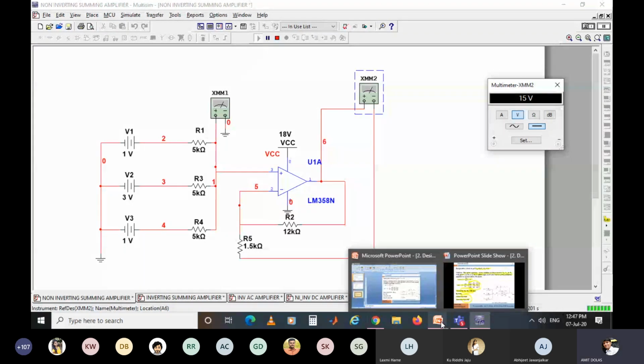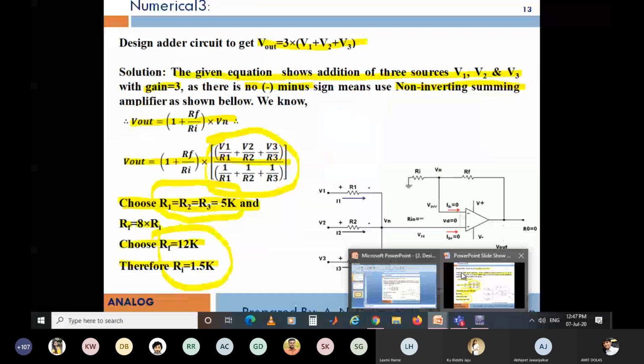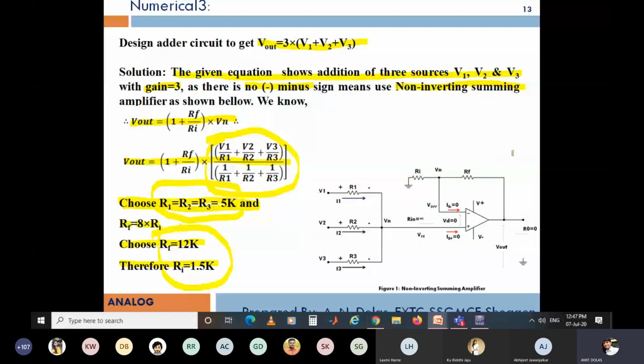Coming back to the PPT again. So this was the problem solved as well as simulated on Multisim. You have seen the results. So we are going in the right way.